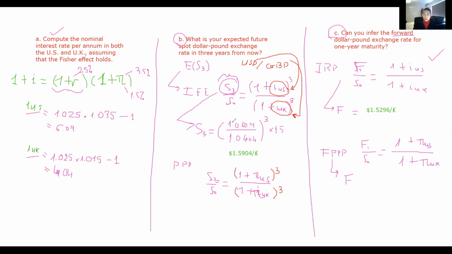The second thing to note is that you need to make sure you adjust for the time difference. So for example, in here, I've got a 3-year horizon. So I need to make sure that I convert the 1-year interest rate into a 3-year interest rate, okay?